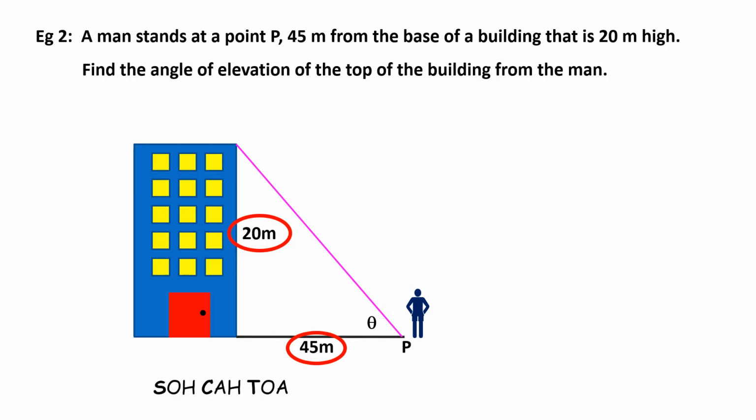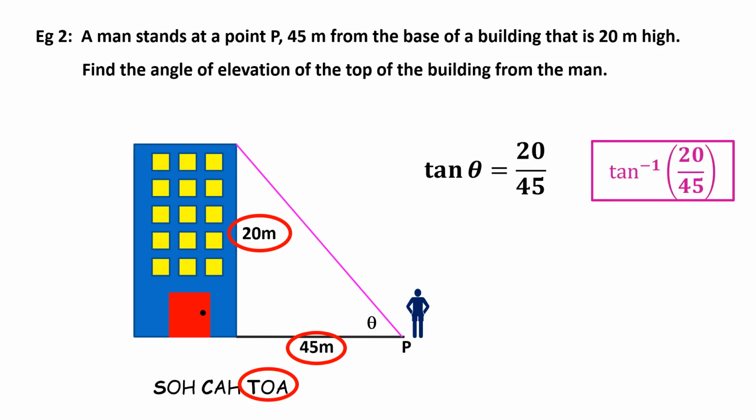So which trig function works with opposite and adjacent? Well, tan. So this time, tan of the angle that we're looking for is the opposite side over the adjacent side. So to calculate the angle, we are going to go shift tan of 20 over 45. And if we round off to the nearest degree, we get that theta is equal to 24 degrees.